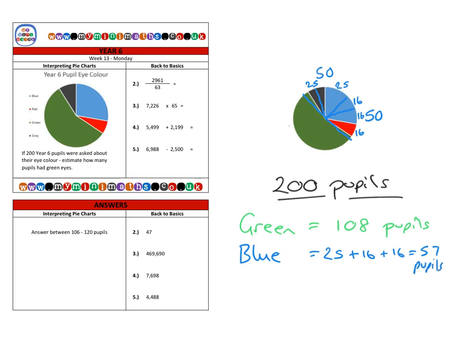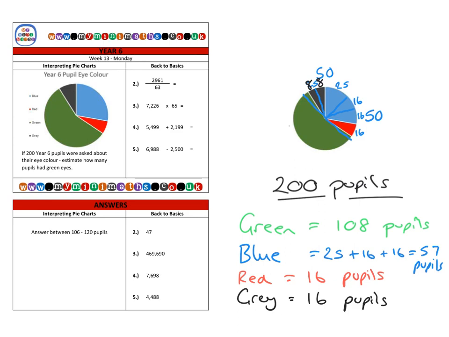And using the same information that we've already drawn onto the pie chart, we can have a look very quickly that the red section is approximately 16 pupils, that's almost already done for us. And then finally, we have the grey section, which we already broke down into an 8 and an 8, so that would also approximately be 16 pupils as well.